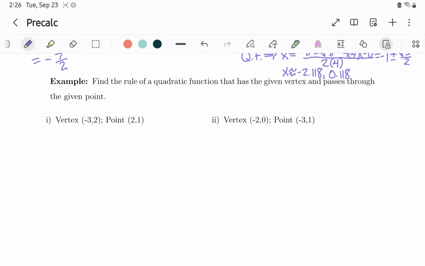All right. On to our next set of examples. In our next set of examples, we want to find the rule of the quadratic function that has the given vertex and passes through the given point. So here we are going to want to use the vertex form for a quadratic function.